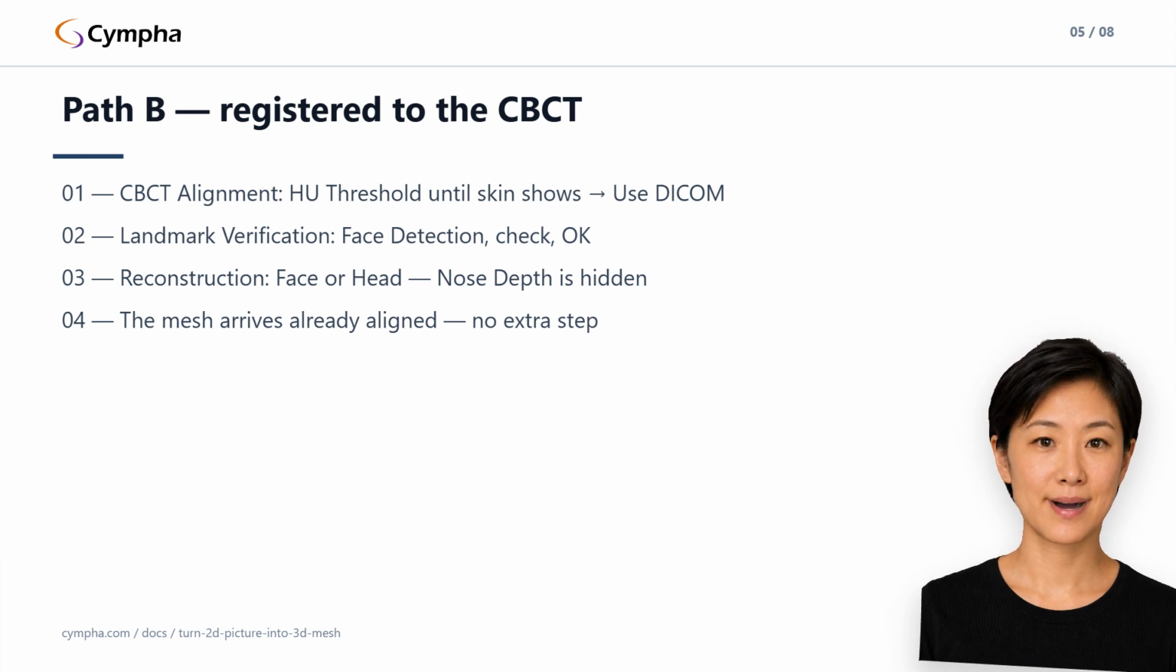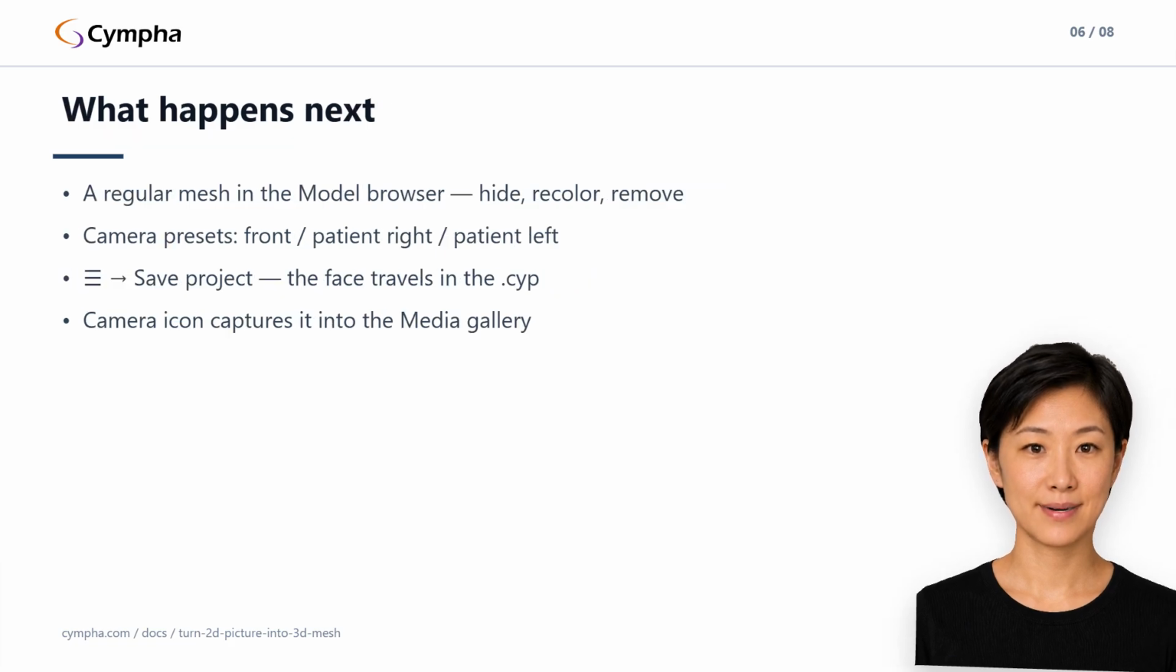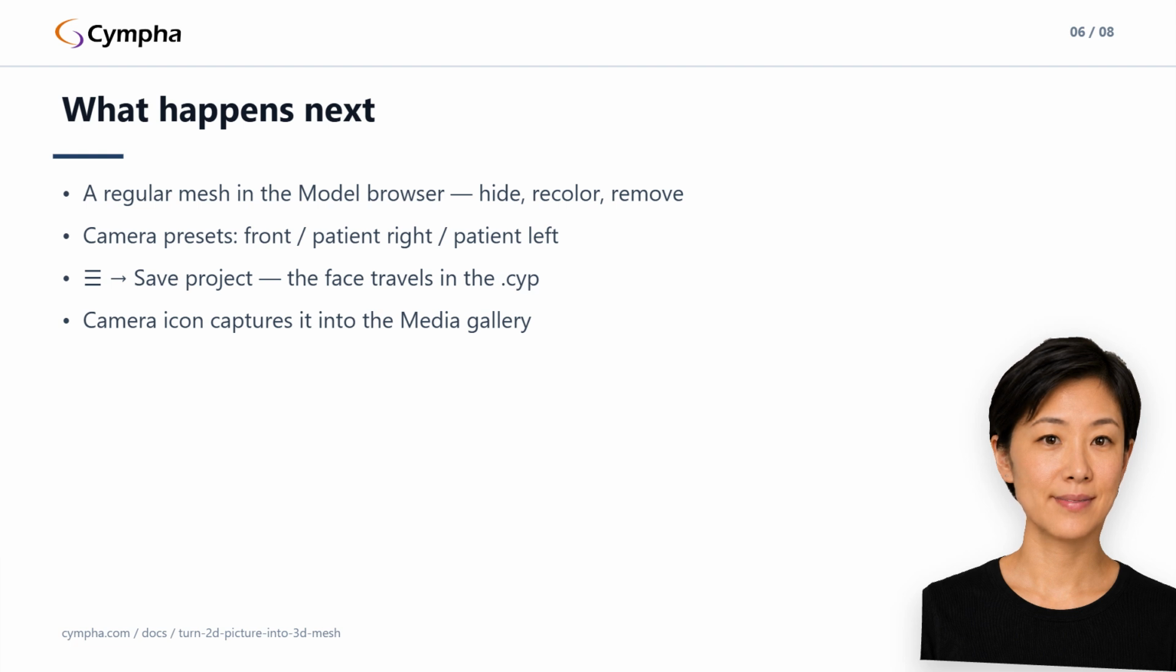Once created, the reconstructed face is just a mesh, a regular entry in the model browser, alongside the intraoral scans, the CBCT, and any implant plans. Everything you can do to other models applies: hide and show it, recolor it, remove it. The orthographic camera presets, front, patient right, patient left, give you repeatable screenshots from standard angles, which is exactly what you want for before and after communication. The camera workflow has its own guide.